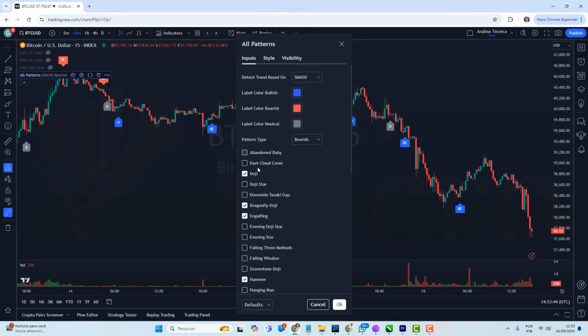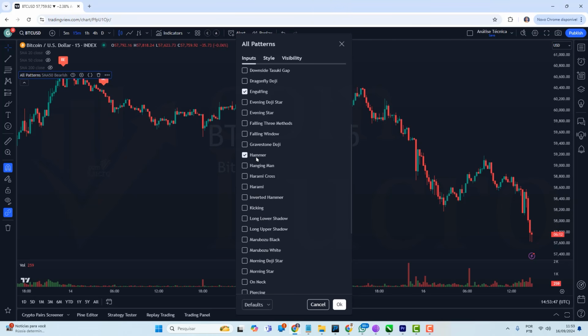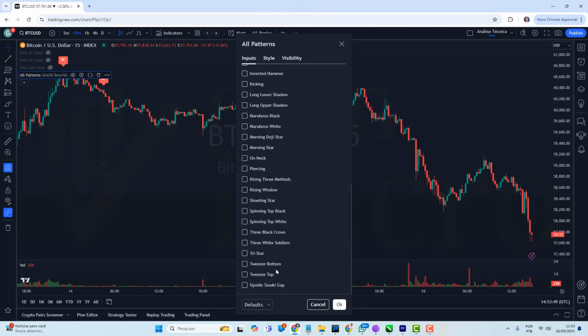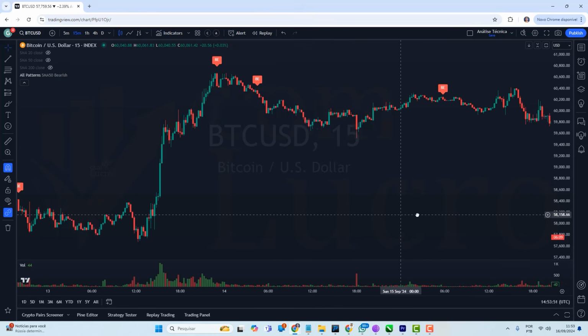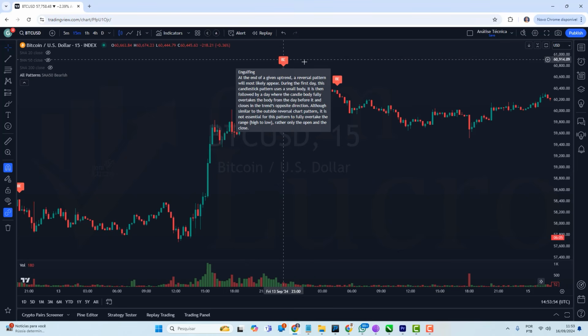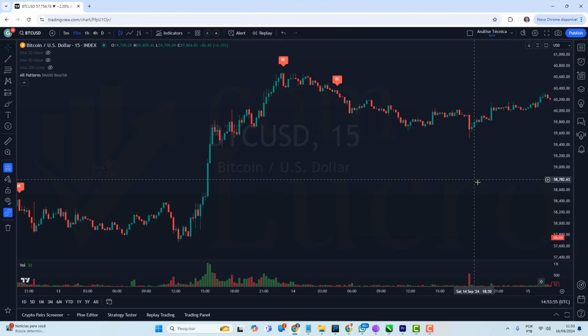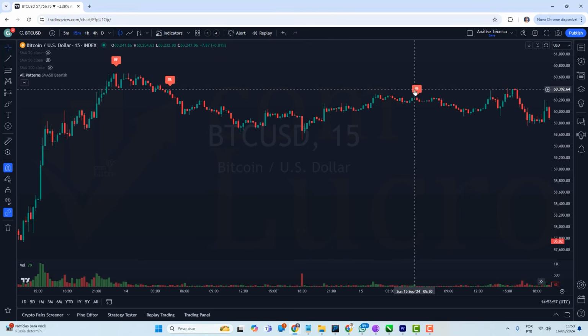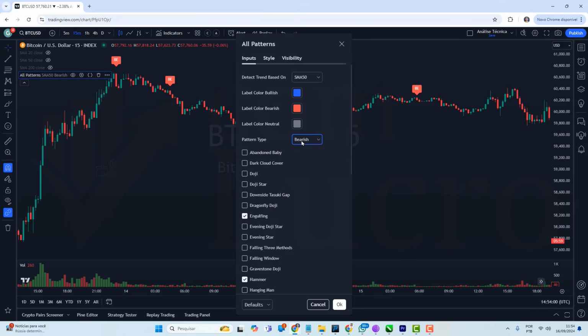While the indicator isn't perfect and may not always detect every candlestick pattern, it is an excellent tool for beginner traders to train their eyes in recognizing candle formations. A great feature of this indicator is its customization options. You can adjust the settings to choose which specific candlestick patterns you want to focus on, allowing you to tailor it to your particular trading strategy.